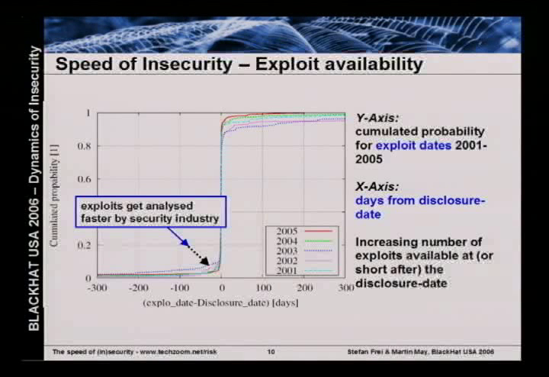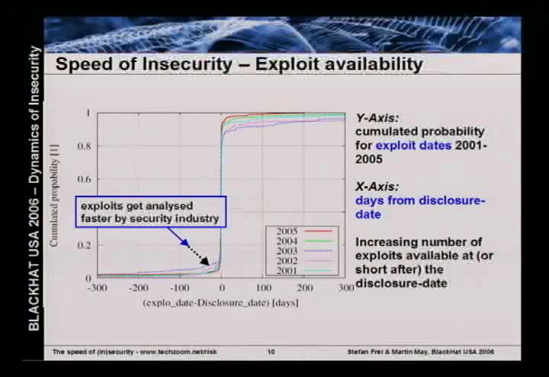So what we see here is that at the disclosure date, around 10% of the exploits are already available before the disclosure date. And around the disclosure date, this number rises to more than 80%. So we can say more than 80% of the exploits are made available at or before the disclosure date. And we also have plotted this against several years. And this curve showed that it is increasing.